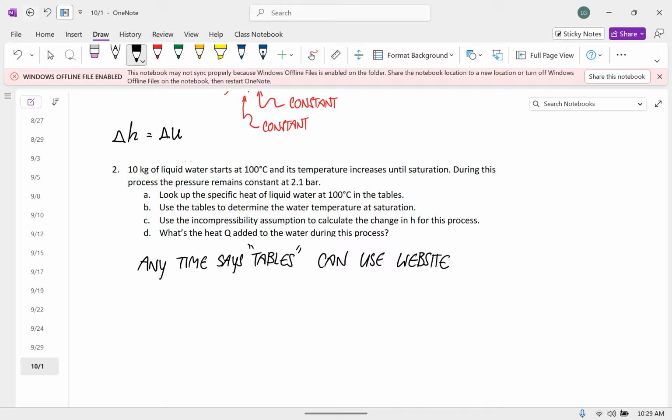100 Celsius, we're used to that being the boiling temperature of water. So why isn't it the boiling temperature of water in this case? Yeah. Because the pressure is 2.1 bar. Yeah, because the pressure is like about twice atmospheric pressure. And so that makes the boiling temperature go higher.